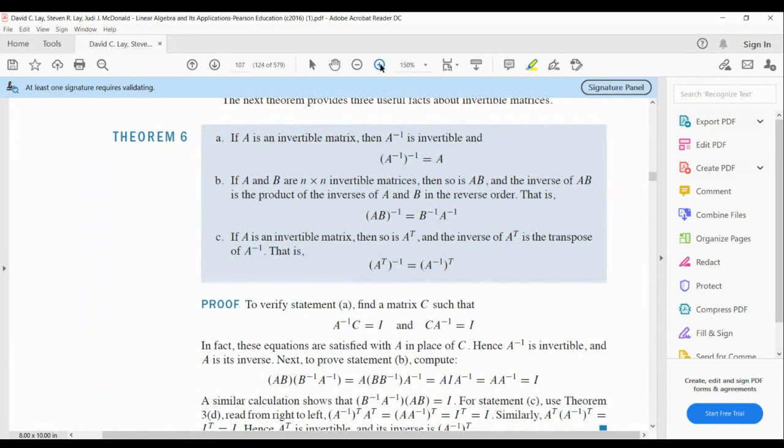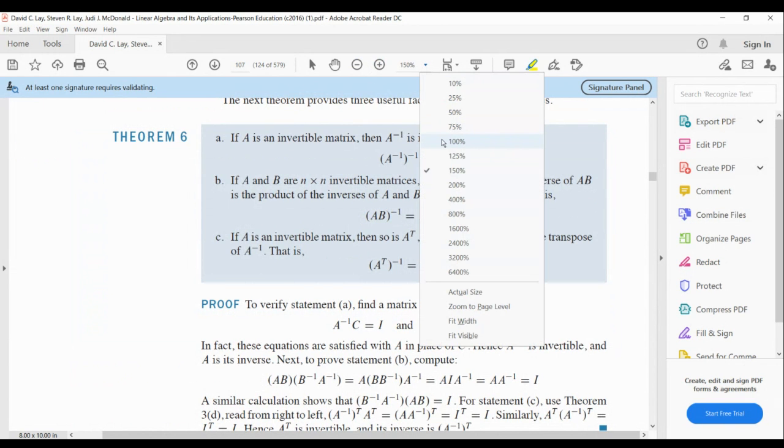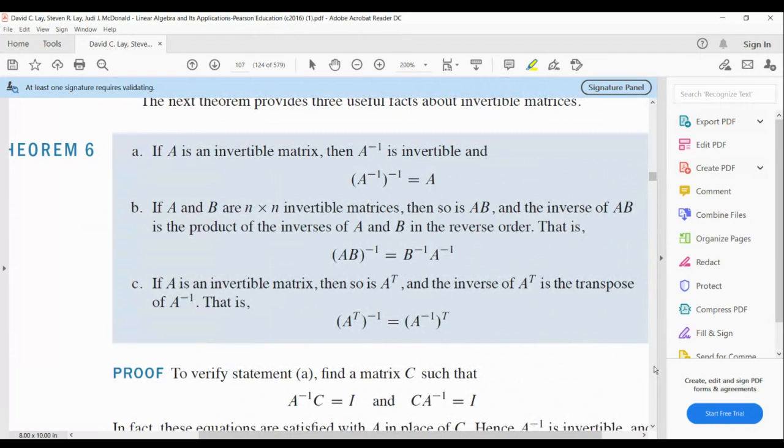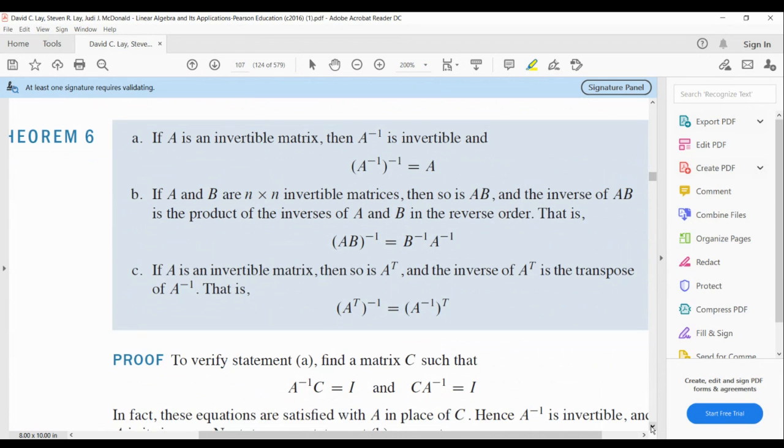Okay, so here we have theorem 6, which gives some rules for inverses. If you have the inverse of an inverse, if you have an inverse of a matrix and you invert that, that's going to give you back the matrix. That makes sense. Part B of theorem 6: the inverse of a product will equal the product of the inverses in reverse order. In reverse order.